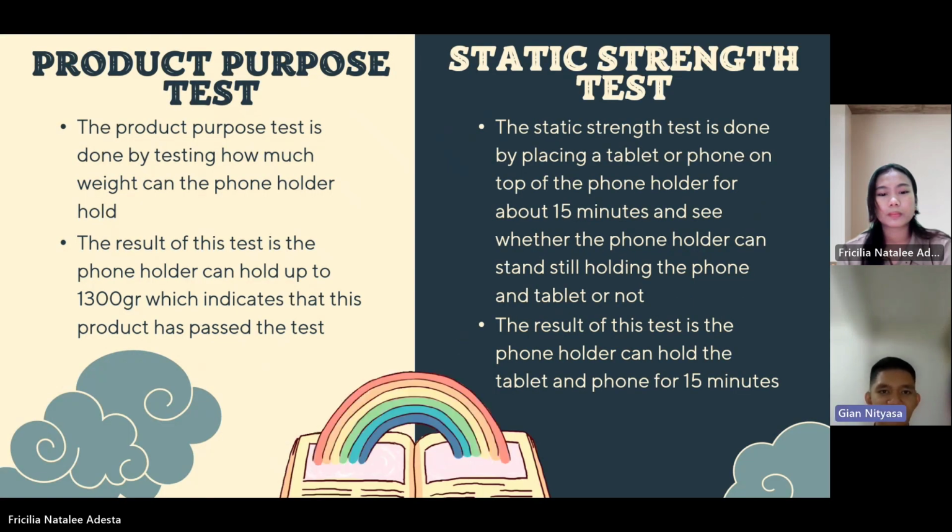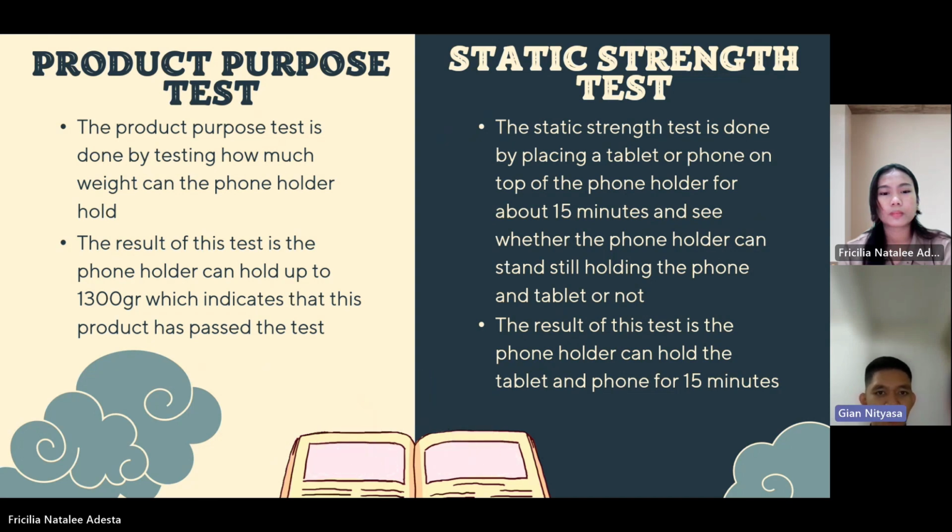The product purpose test is done by testing how much weight the phone holder can hold, whether the phone or the tablet, or maybe something else that is much heavier than both of the devices. As for the result, the phone holder can hold something up to 1,300 grams, which indicates that this product has passed the test.